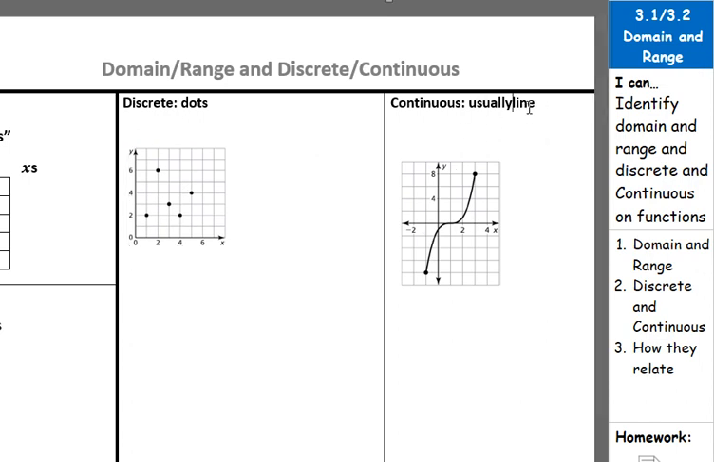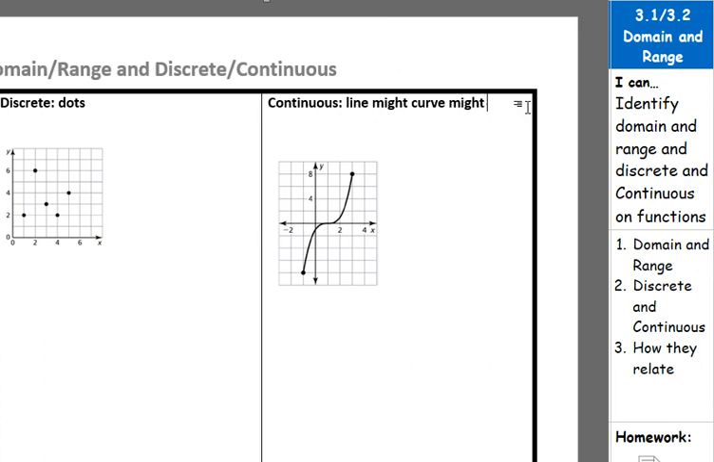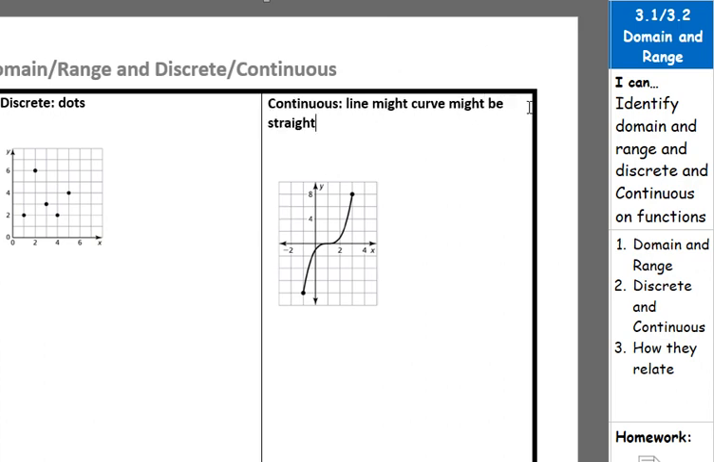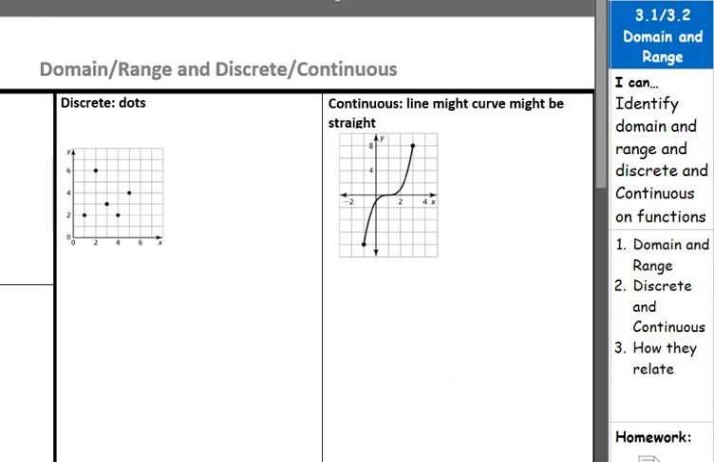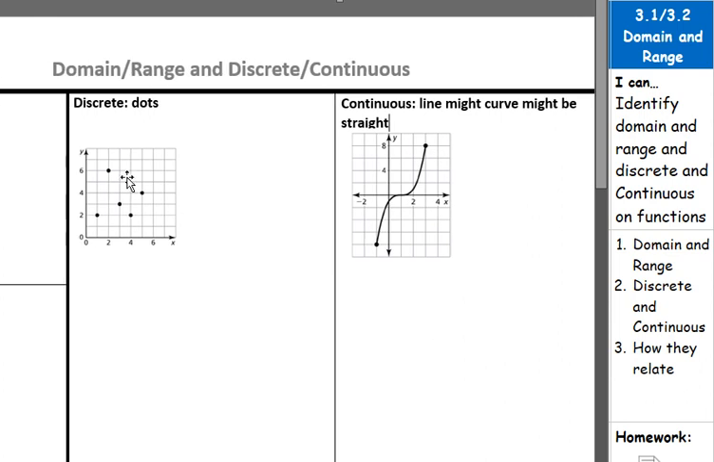And for the purpose of this chapter, it's just going to be a line. It might curve, and it might be straight. So those are our two options, discrete and continuous. So for this, now I'm going to find the domain of this right here, and then I'm going to find the range of this right here. So my domain of this specific function is the x values.